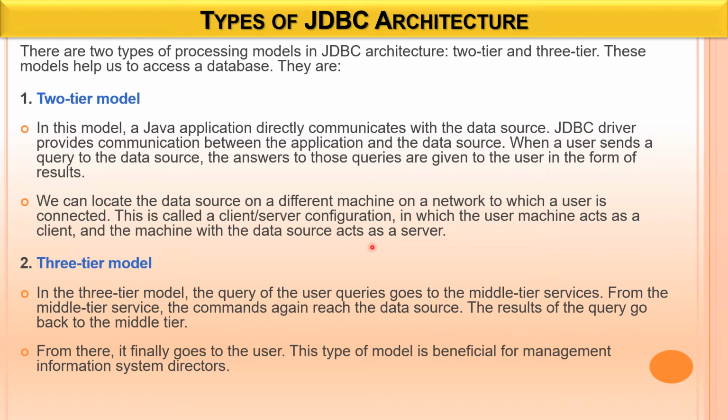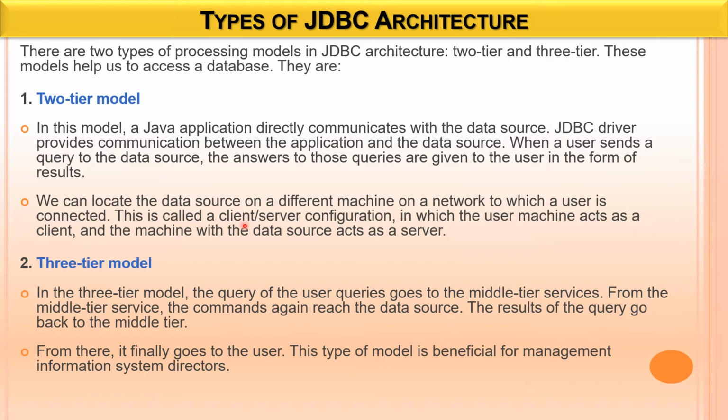Now, what are the types of JDBC architecture? There are two types of JDBC architecture. The first is two-tier and the second is three-tier. So what is the two-tier model? In this model, a Java application will directly communicate with the data source, and the JDBC driver provides communication between the application and the data source. When a user sends a query to the data source, the answers to those queries will be given to the user in the form of results.